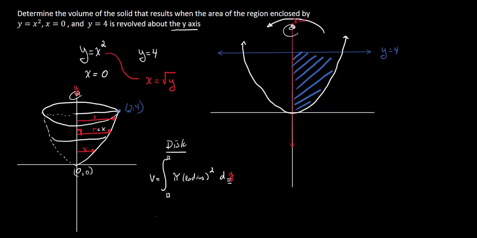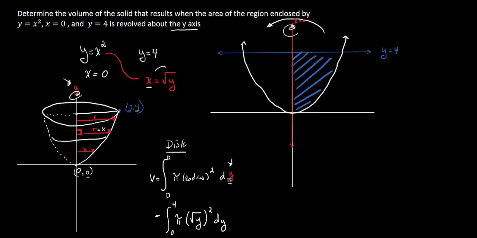So let's go ahead and tackle this. My lower bound with respect to y is a value of 0. My upper bound with respect to y is a value of 4. I keep my pi, but since I'm using the disk method and my axis of rotation is the y-axis, I'm integrating with respect to y. I have to redefine x in terms of y, so I'm going to integrate the square root of y, squared, dy.